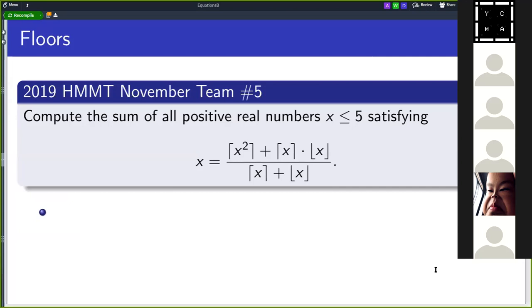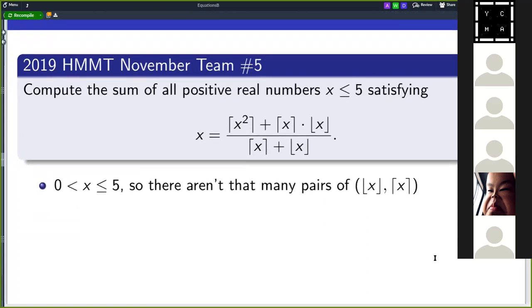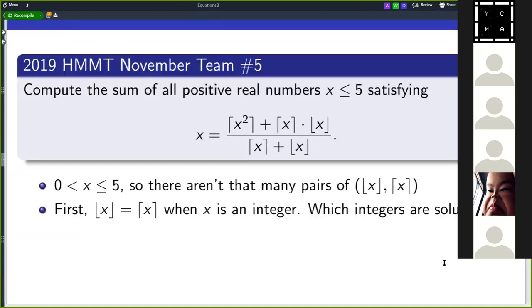So the first case we're going to knock out is when x is an integer, just because then floor of x is equal to ceiling of x. So what are the solutions when x is an integer? Yeah, so all of the numbers inside the floors and ceilings are all integers, so they're actually all solutions. So our solutions for x are 1, 2, 3, 4, and 5.